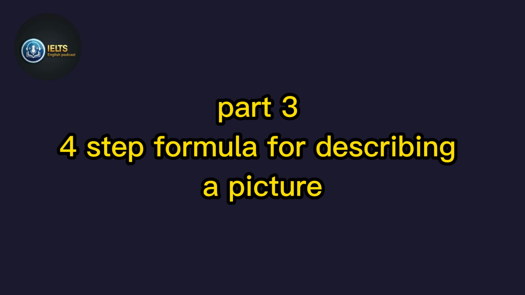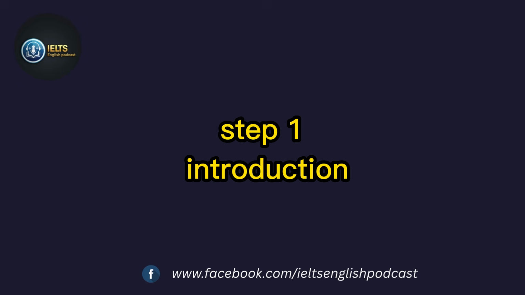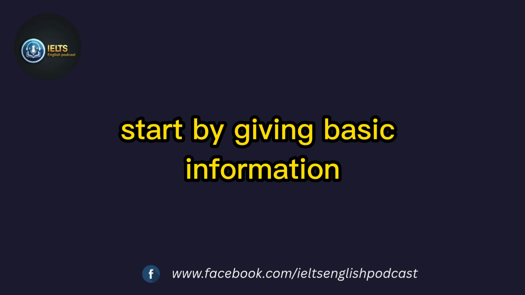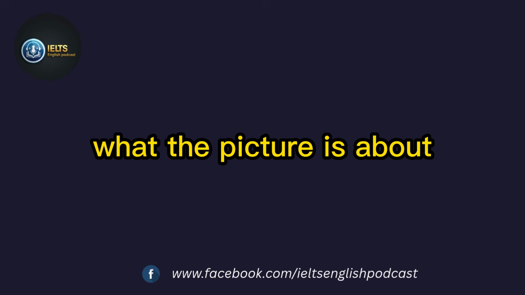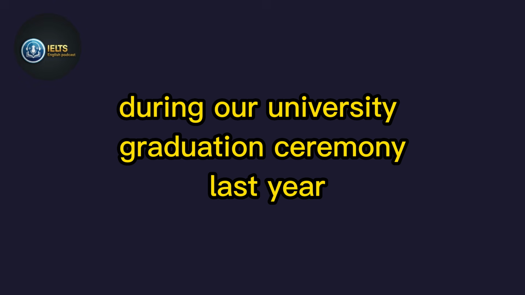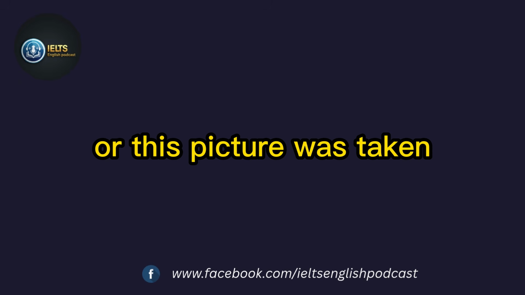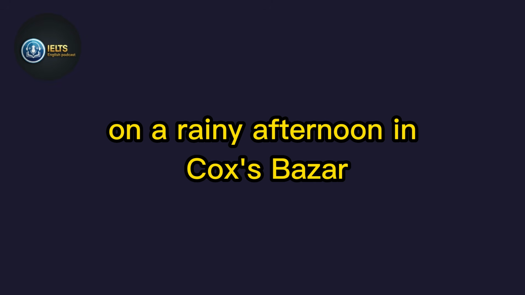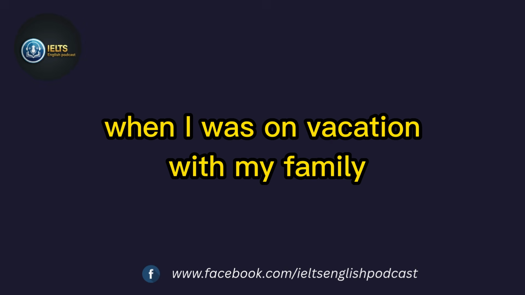Part 3. 4-step formula for describing a picture. Step 1. Introduction, what the picture is about. Start by giving basic information: what the photo shows, when or where it was taken. Example, it's a photo of me and my friends during our university graduation ceremony last year. Or, this picture was taken on a rainy afternoon in Cox's Bazaar when I was on vacation with my family.